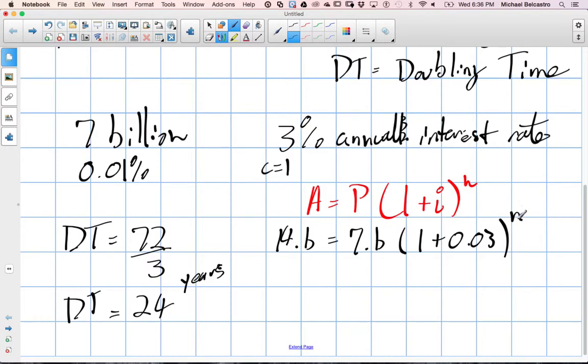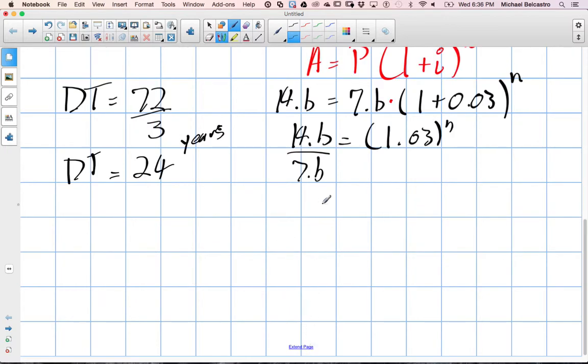So the first step to isolate for n, we'll take this multiplication, this 7 billion, and move it to the other side. So it becomes 14 billion divided by 7 billion is equal to 1.03 to the power of n. We brought it over and we divided. And 14 billion divided by 7 billion is just going to be 2. So essentially you're looking for doubling time. That's what 2 stands for, how long will it take to double. So 2 equals 1.03 to the power of n. Now, I got to bring up a point here.